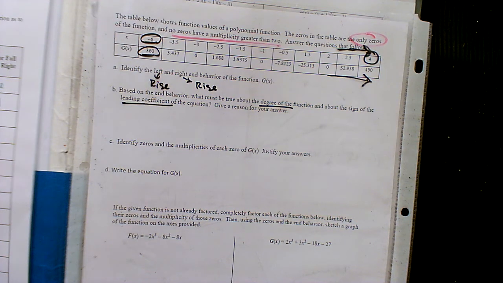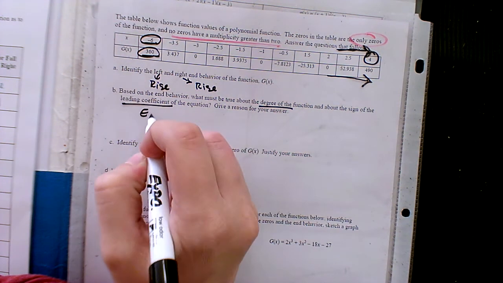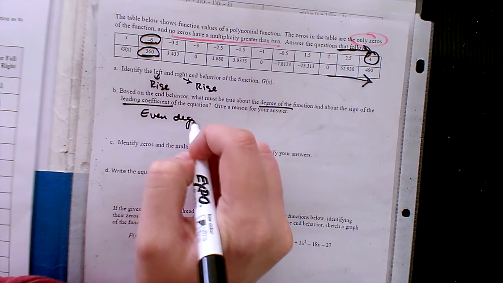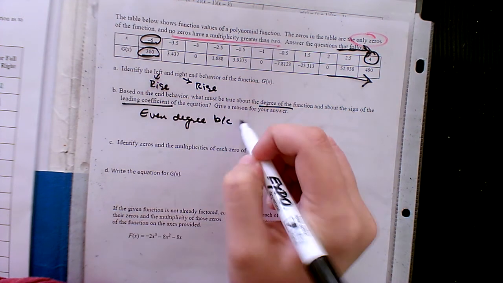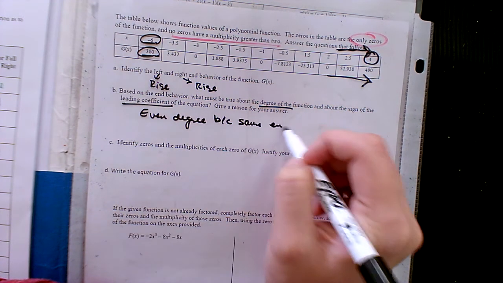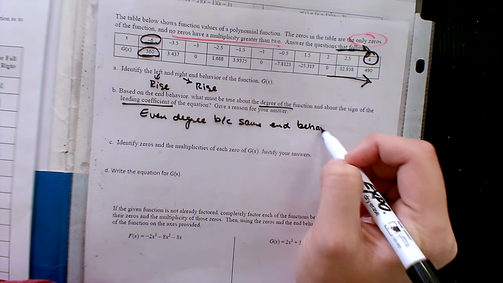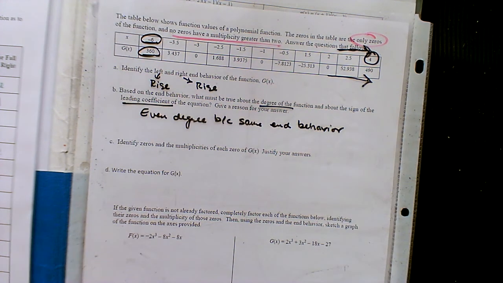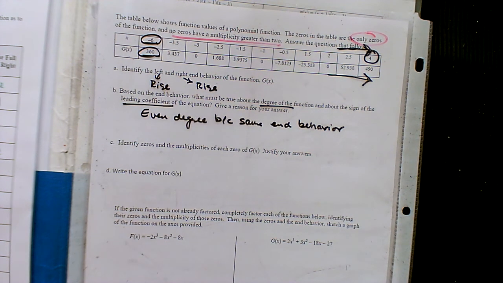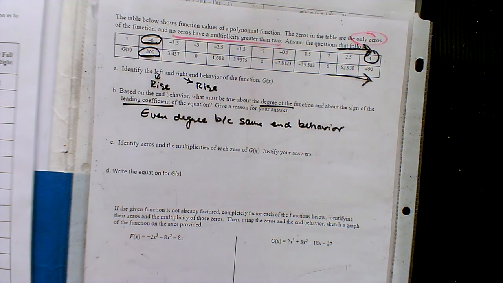What do we think? Go ahead, Hadley. Even degree. How'd you know? Okay, same end behavior. Okay, even means end behavior goes both up or both down. Okay, same end behavior. What about leading coefficient?